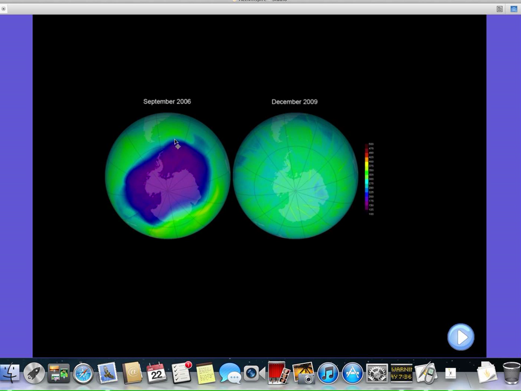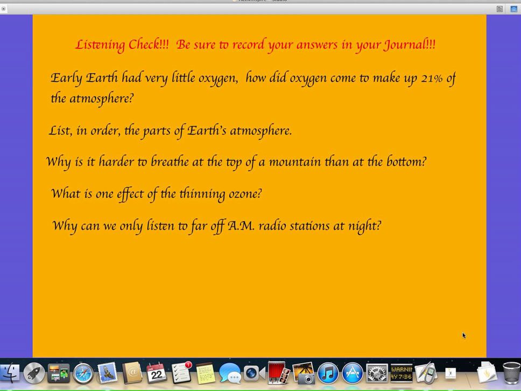If you notice, this is a thermal image from September 2006, and we're noticing this very large hole almost covering the entire section of Antarctica. But again, in December, I understand this is 2009, that hole is almost gone, or is actually completely gone.